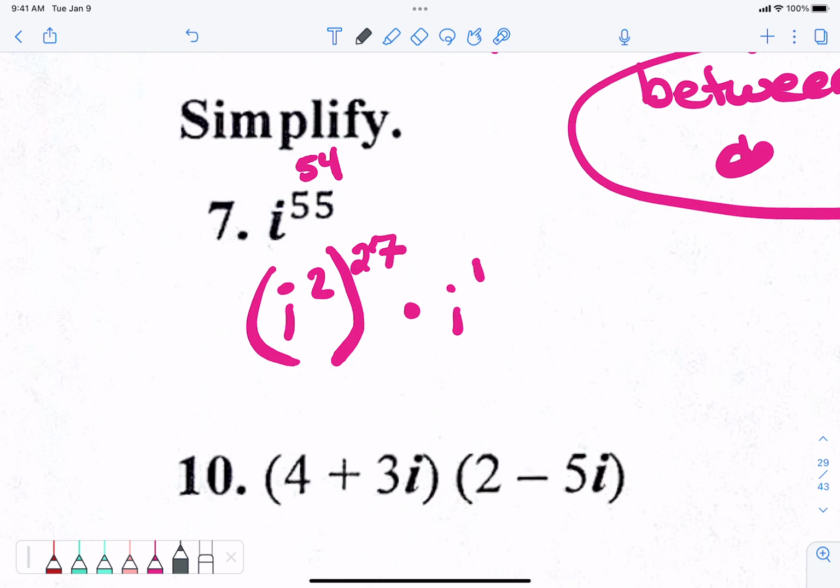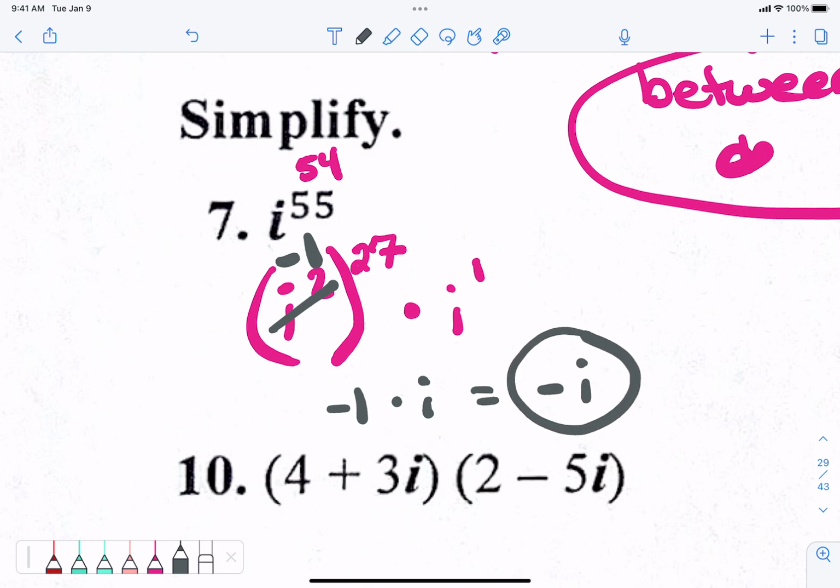Okay, now we're almost done. i squared is, what did we say it was? Negative 1. If you take negative 1 times itself 27 times, you're going to get negative 1, because 27 is odd. So negative 1 times itself 27 times is a negative number. So negative 1 times i, what's negative 1 times i? Negative i.